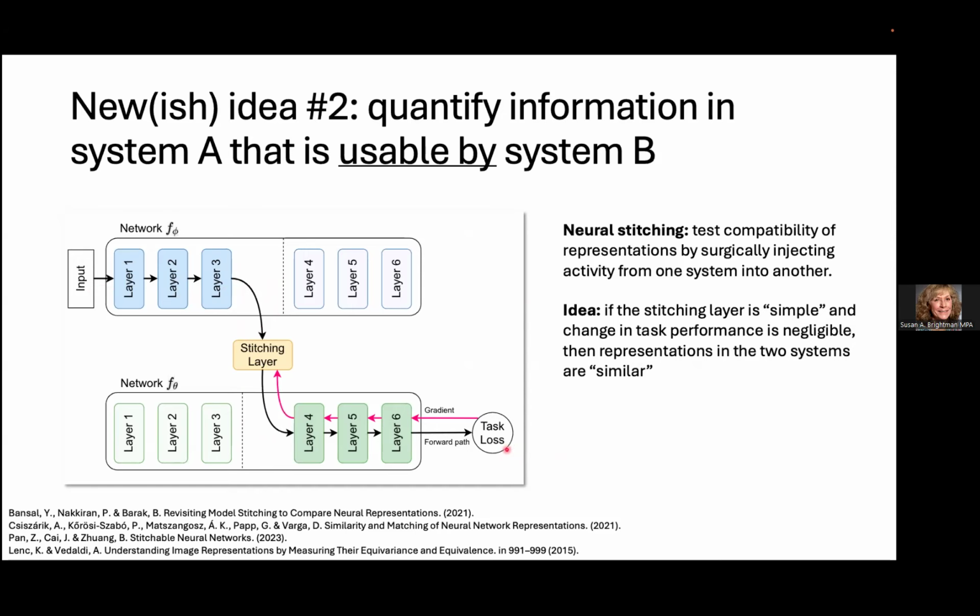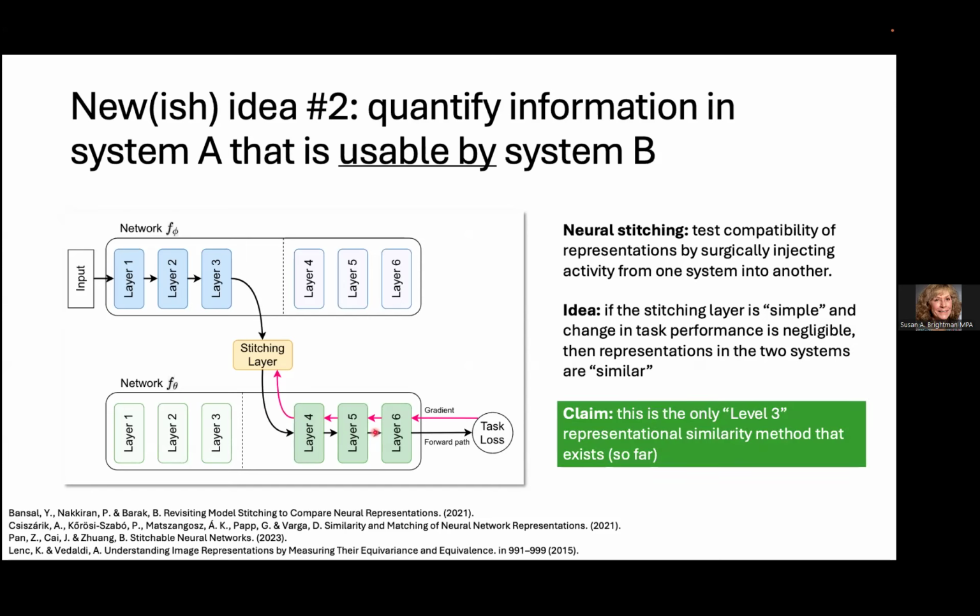And then if this mapping across systems is sufficiently simple, and I find that injecting the activity from the first model into the second model results in no change in performance, then I should conclude that the two systems had similar representations, right? And what I really like about this is that this is the only level 3 analysis tool that I'm aware of. This takes seriously the idea that when we quantify whether or not system A and system B have the same representations, we should look at how that information is processed downstream by one of these systems.